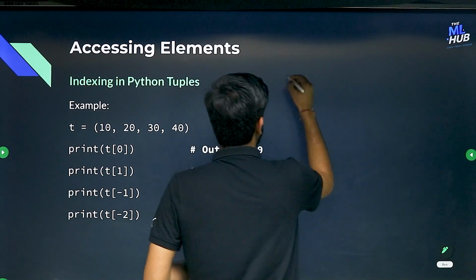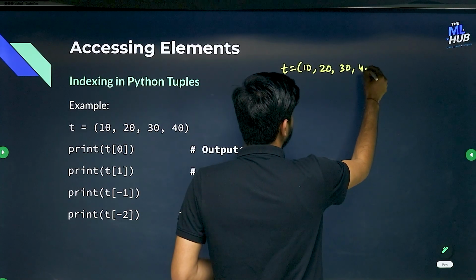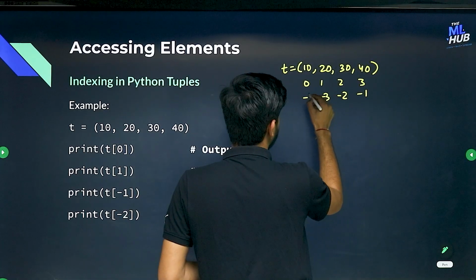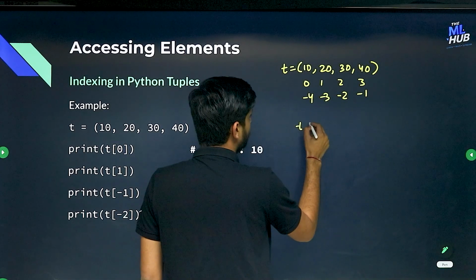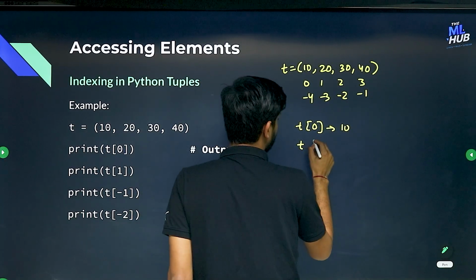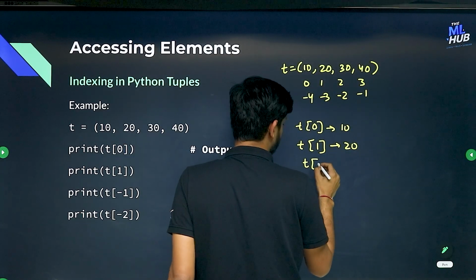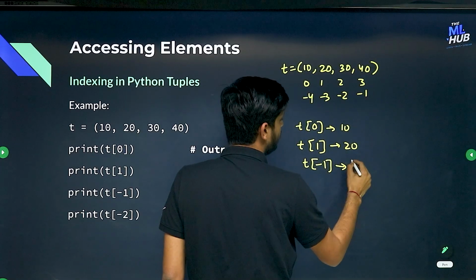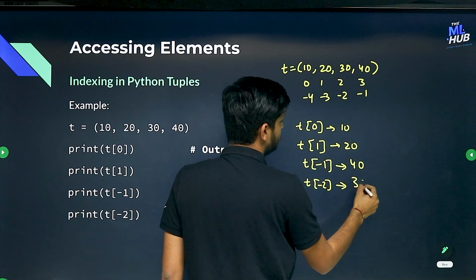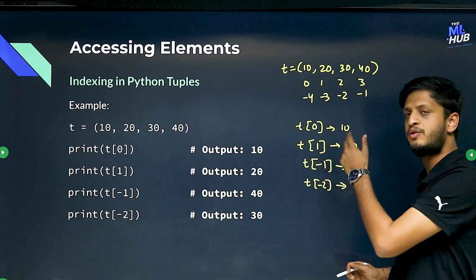So let's see accessing here. If a tuple contains 4 elements, 10, 20, 30, 40, then the positive indices will be 0, 1, 2, 3. Negative indices will be -1, -2, -3 and -4. And if you print t[0], t[0] will be what? The 0th element, which is 10. And t[1] means the first element, which is 20. t[-1] means the last element, which is 40. And t[-2] means the second last element, which is 30. So you will get 10, 20, 40 and 30. Okay, so you can access any element using its index.